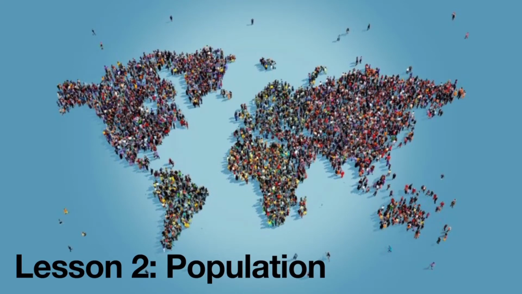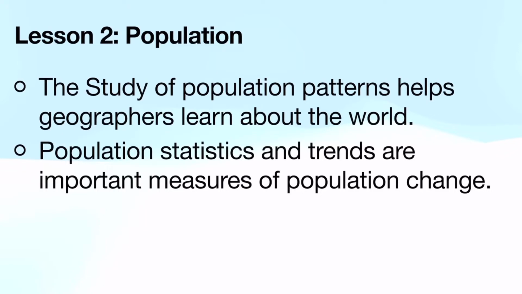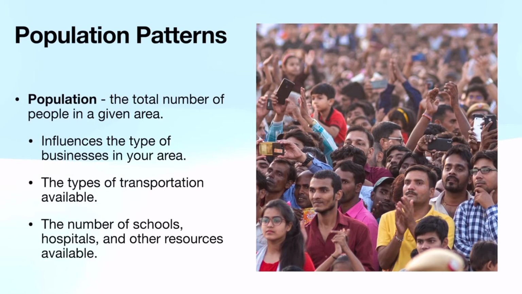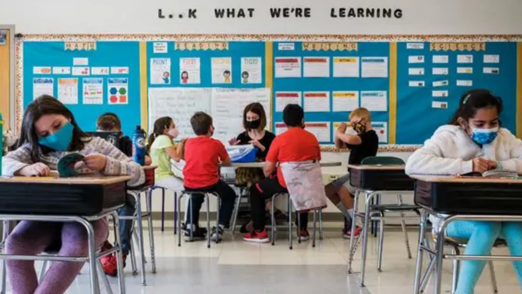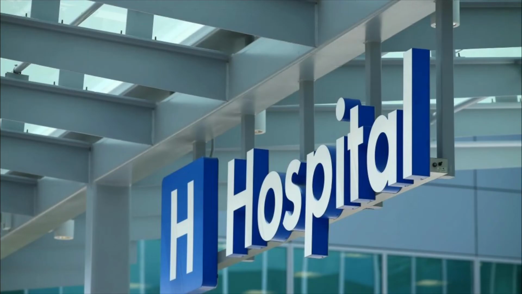Section 2 deals with population. In this lesson, we're going to learn how the study of population patterns helps geographers learn about the world and how population statistics and trends are important measures of population change. Population is the total number of people in a given area. Population influences the variety of businesses, the types of transportation, the number of schools, and even hospitals in a community.